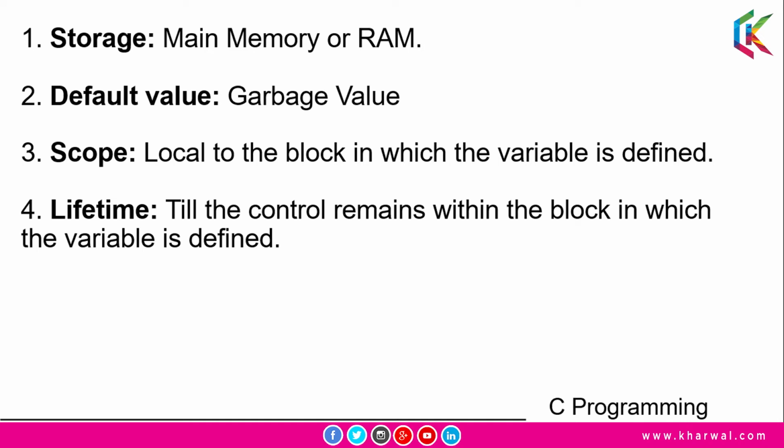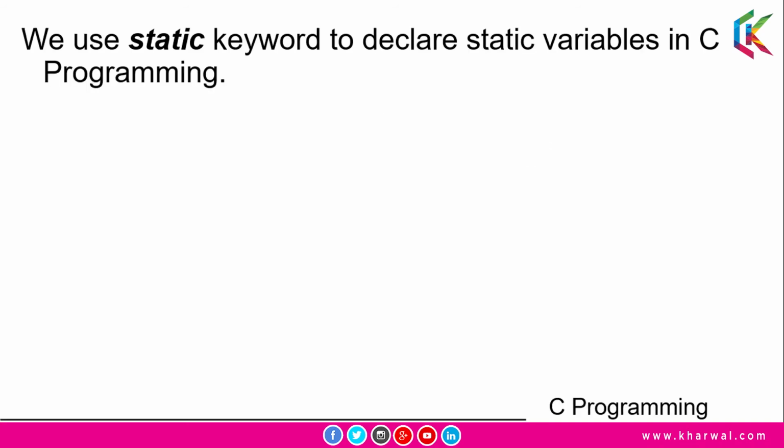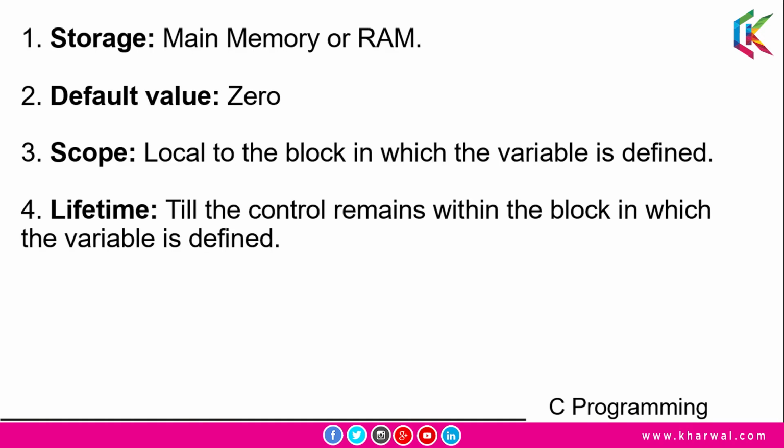So let's go ahead and we'll discuss the next storage class, and that is static storage class. We use the static keyword to declare static variables in C programming. The static variables will be stored in main memory or RAM, and the default value of static variables will be 0. The scope of static variables will be local, and the lifetime of static variables will be limited to the module in which they are declared.